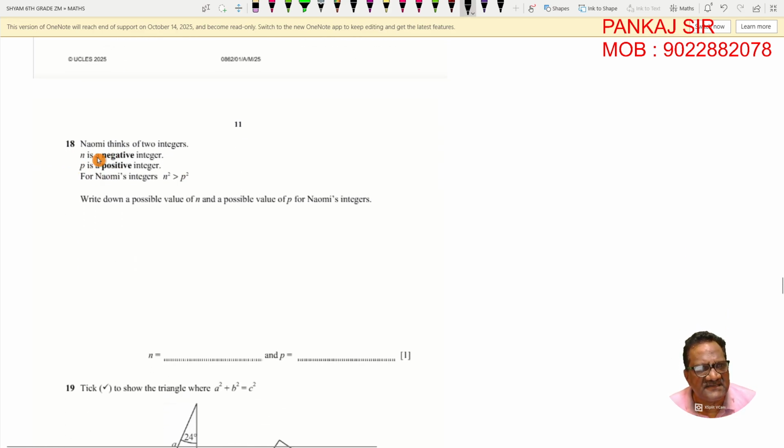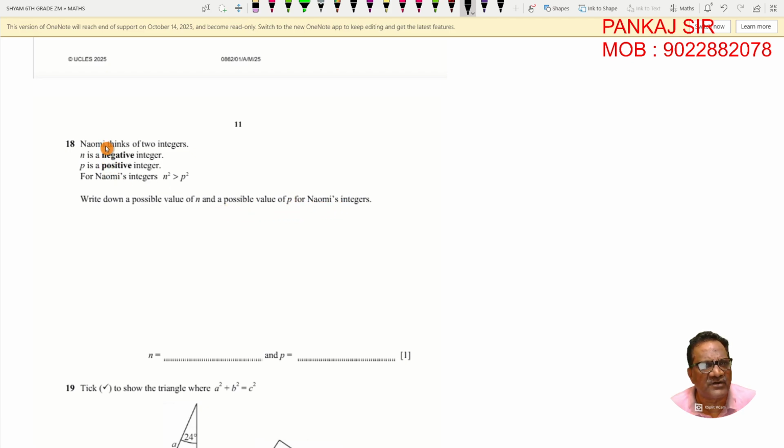Question number 18 says that Naomi thinks of two integers, n is a negative integer and p is a positive integer. Okay, so he is talking about integers. So n has to be negative and p has to be a positive integer. For Naomi's integers that she has thought of in her mind, n square is greater than p square. Write down a possible value of n and a possible value of p for Naomi's integers.